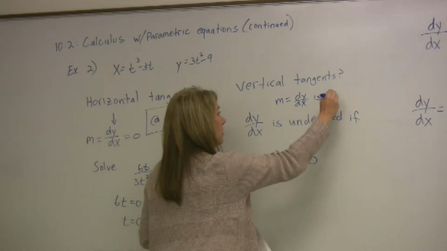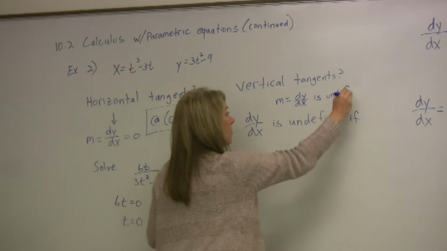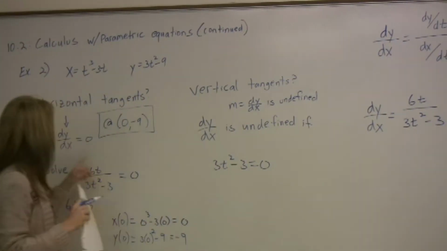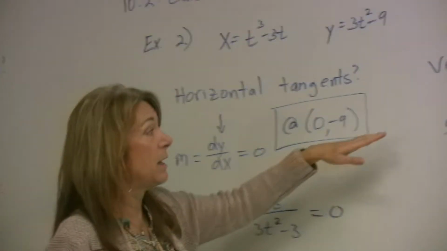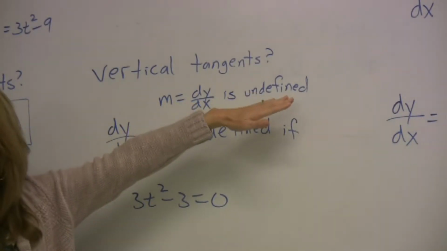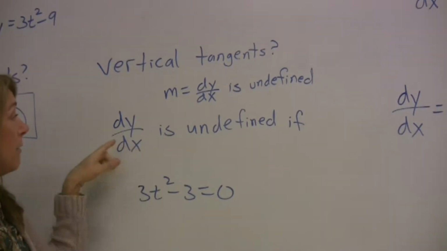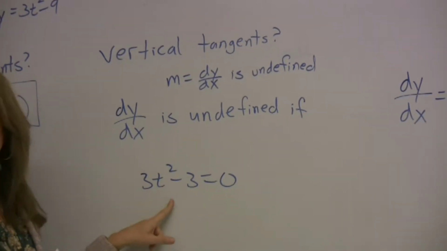I'll write this up here. Sometimes I say it and I want to make sure it's clear. Well, just like over here, we said we wanted the slope to be 0 for horizontal. For a vertical tangent, we want the slope to be undefined. And a fraction is undefined if the denominator is equal to 0.